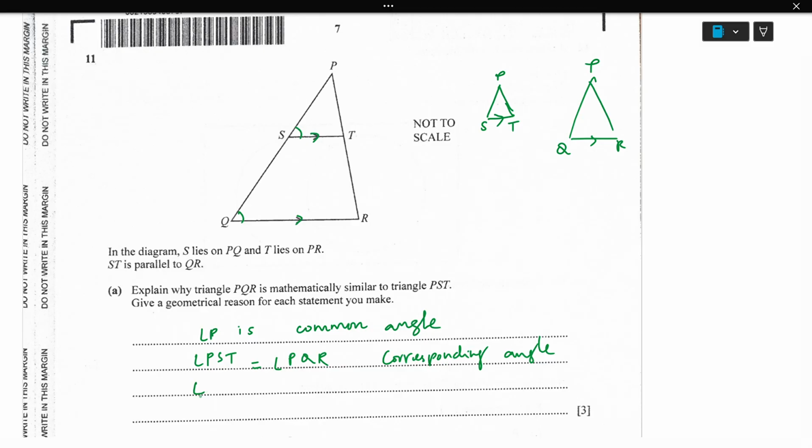Also we can write the other way around, angle PTS equals angle PRQ. Same reason, so these two triangles are similar by the angle criteria.